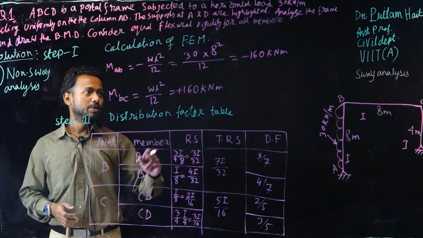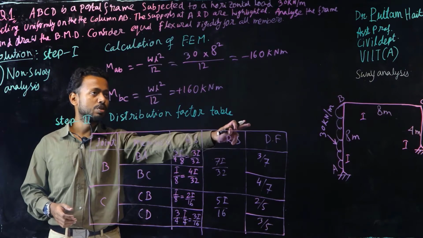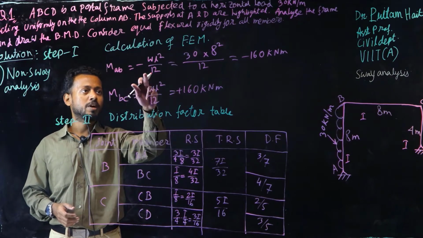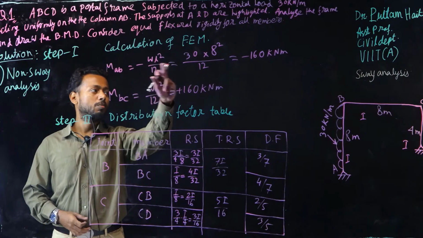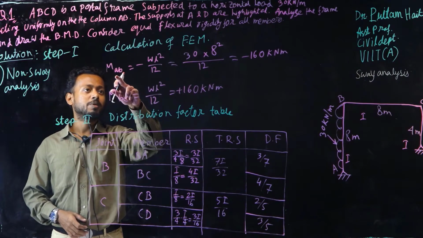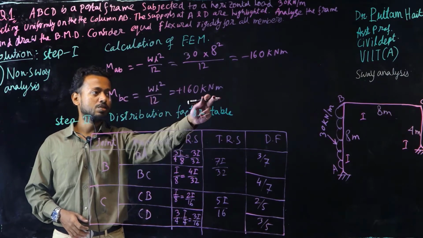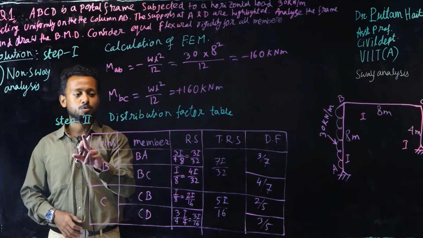Fixed end moment will be minus WL square by 12 because the member AB is subjected to UDL. W is 30, L is 8 and you get MAB equals minus 160. So MBA will be positive 160 kN meter. Okay. Come to step 2.